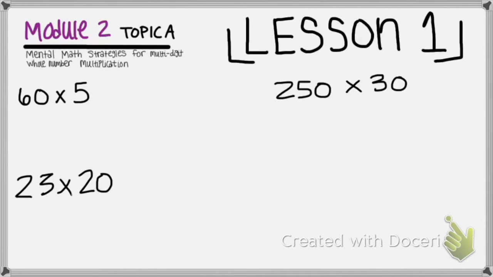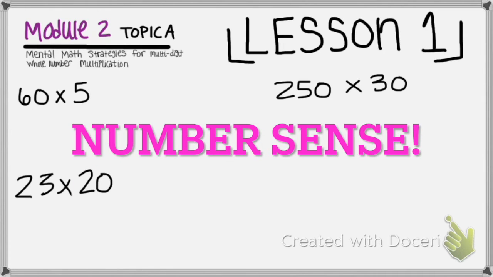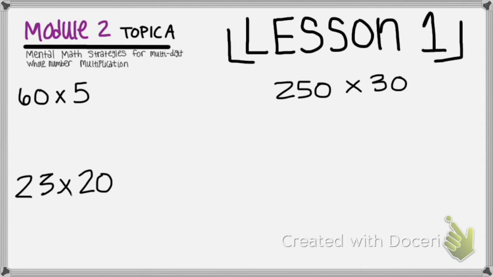Module 2, Topic A, students are learning some mental math strategies that will help them with multi-digit whole number multiplication. Mental math strategies help build number sense. All right, in Lesson 1, these are some of the sample problems students will be working with. They will be using the associative property to solve these problems.